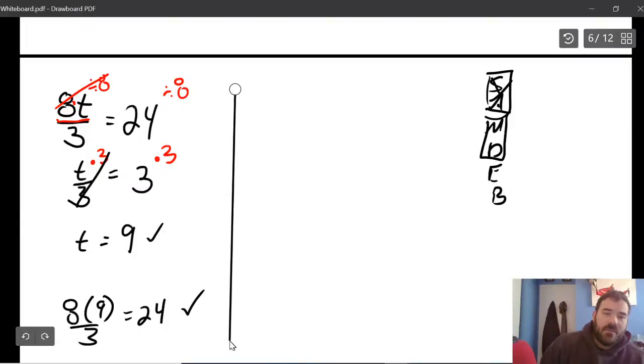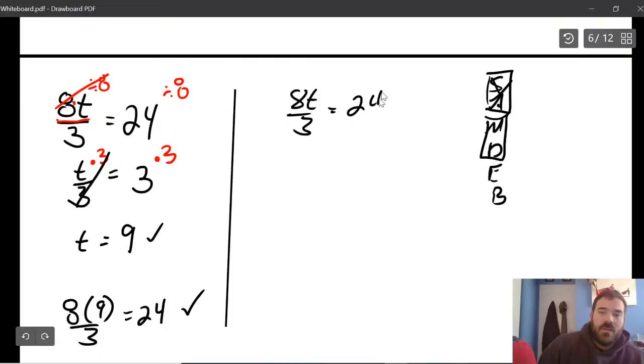Let's do the same thing, but we're going to do it in the other order. So I have 8t divided by 3 is equal to 24. In this case, I'm going to multiply by 3 first. So this is t divided by 3 times 8, or t times 8 divided by 3. I can do multiplication and division in any order. But in this case, because this is t divided by 3, I'm going to multiply by 3 first.